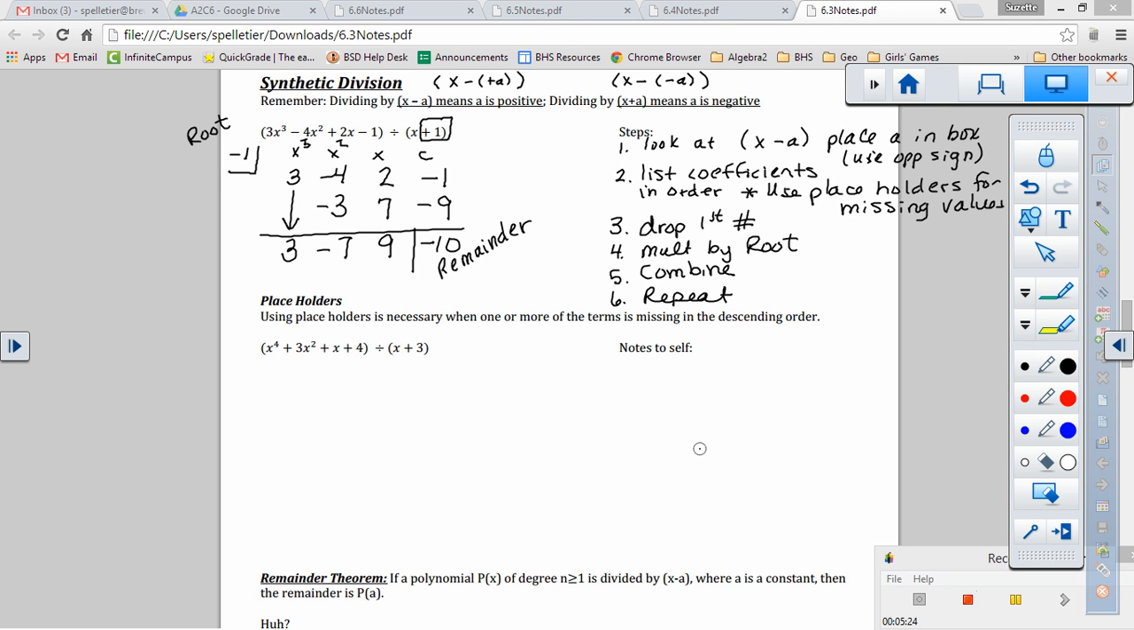And what the 3, the negative 7, and the 9 represent are the coefficients of the terms of the polynomial that's left. Okay? So if you had an x to the third and you divided out an x, you would be left with an x squared. And so this is going to be 3x squared minus 7x to the first plus 9, remainder negative 10. This will be your answer.